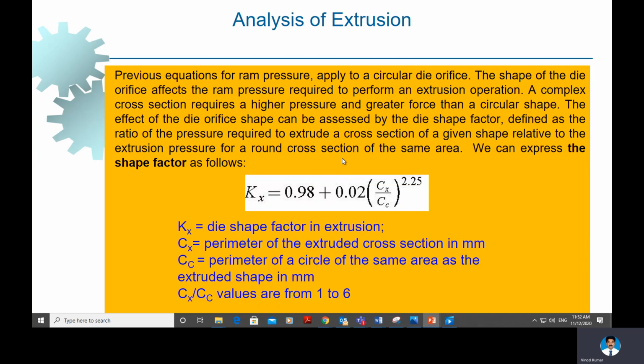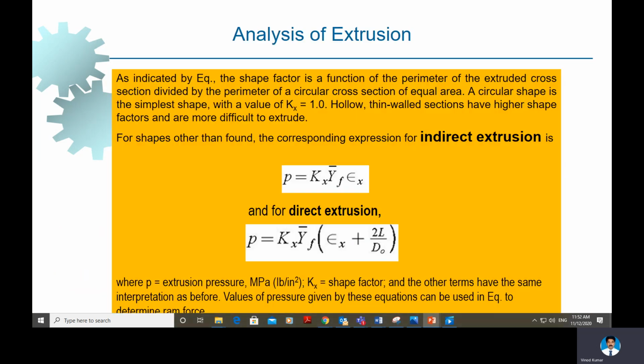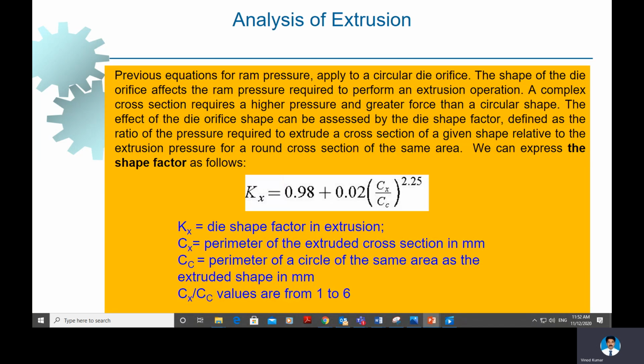Now the equations we studied till now are based on a circular cross section, a circular die orifice. If the shape of the die orifice changes, then the equation cannot be exactly what we studied before. So the shape of the die opening directly affects the force, pressure or power required for the extrusion. A complicated cross section means you need more pressure and more force compared to a circular orifice. So the shape of the die needs to be taken into account whenever we design or calculate the force required or the power required.